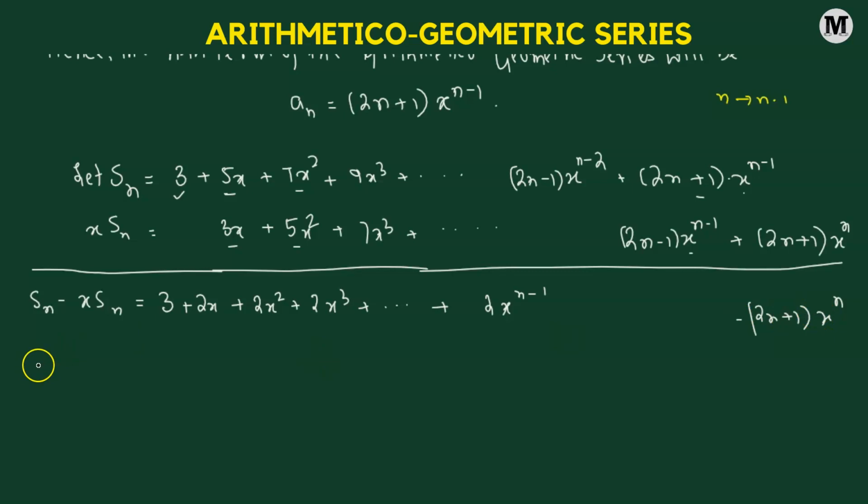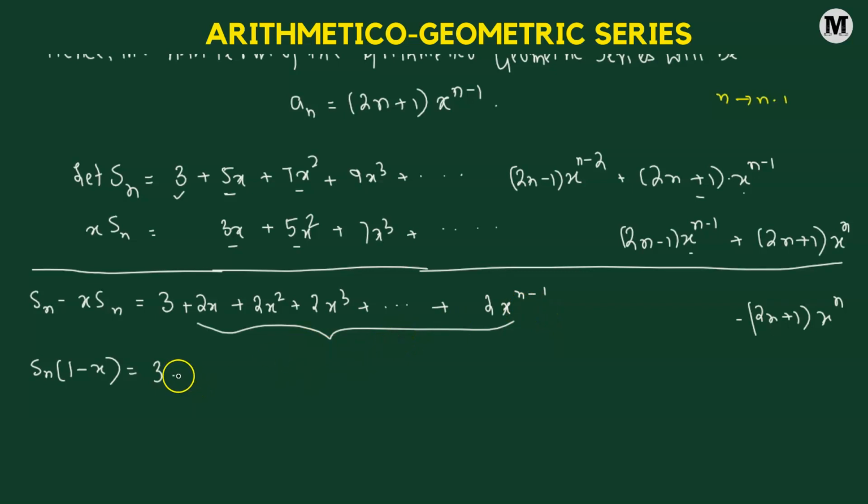Okay, now on the left hand side we can take Sn as the common factor. So Sn will get multiplied by (1 minus x). This will be equal to, we'll keep the first term as it is. Now what we'll do, we're going to add up the second term all the way up to the second last term. Now this is a geometric progression.